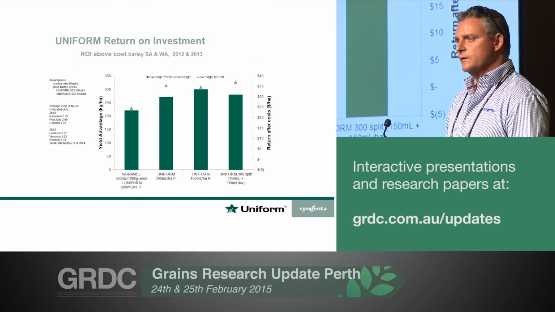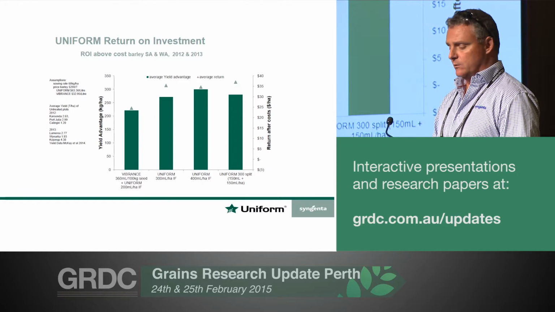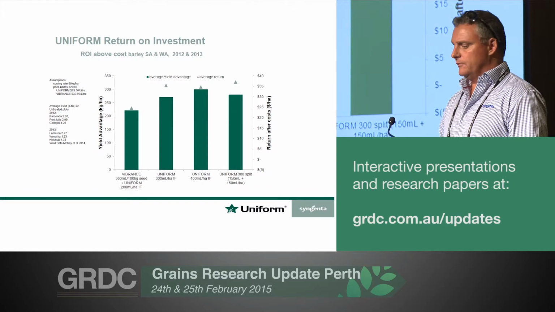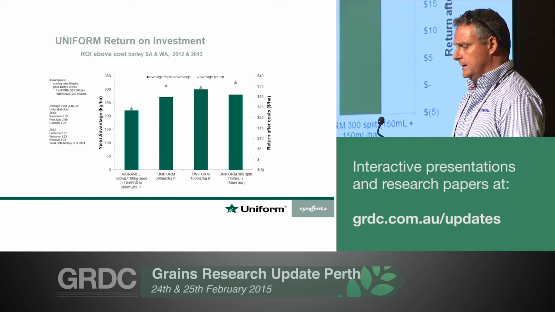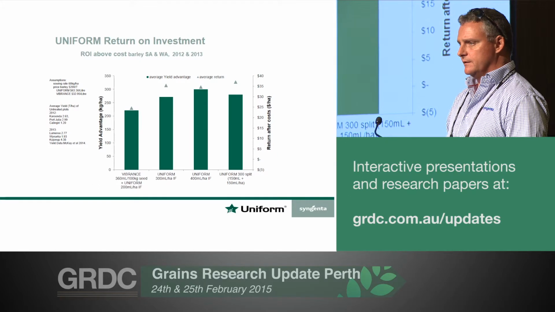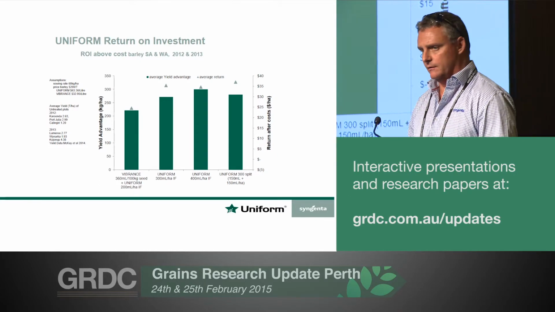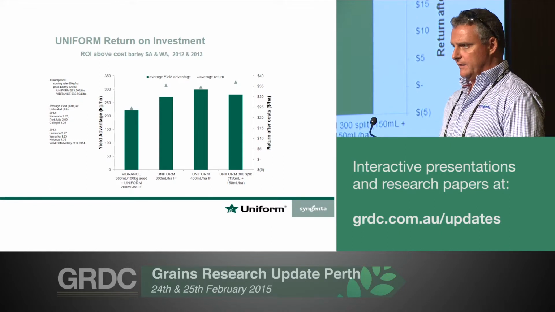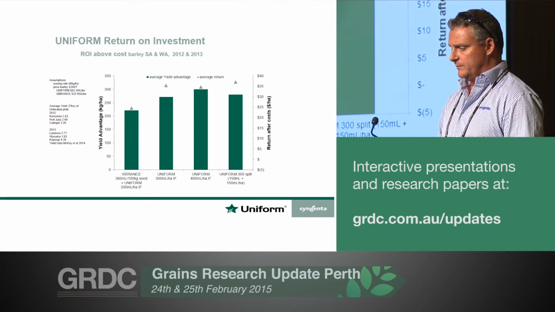Just some more yield and return on investment figures from a number of sites over South Australia and Western Australia. Just to get your eye in, the height of the bar relates to the left-hand column, which is the yield advantage in kgs per hectare. The triangle relates to the right-hand column, which is return on investment after cost of application and treatment is taken into account. As you can see over the various application types, we're getting very, very strong return on investments.